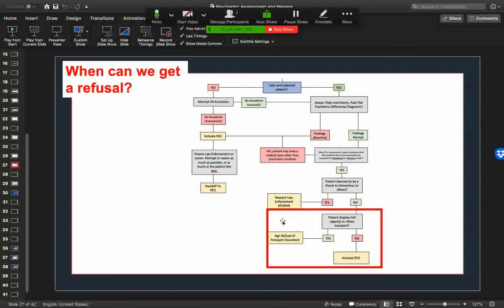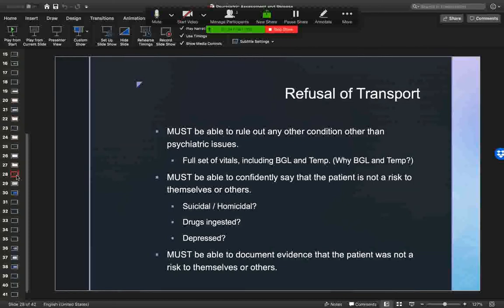All right. So when can we get a refusal? Again, they're calm and collected, and the findings are normal in their history and assessment. We've ruled out every other medical history or issue, and we have not deemed them to be a threat to themselves or others. They've displayed full capacity to refuse transport. Then we can sign the refusal of transport.